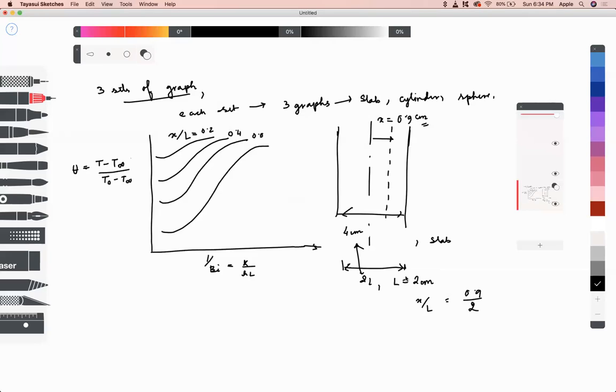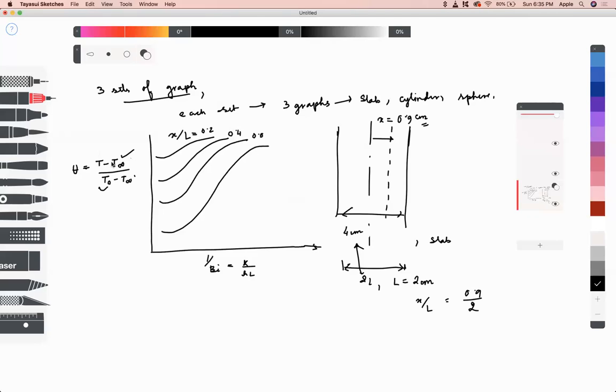So whatever value you get, you just choose the respective curve, or sometimes the value may lie between these two curves. So you just approximately choose a suitable location, and then you can read the temperature distribution, out of which, if you know the T infinity and T naught, you can easily calculate the temperature at that particular location.